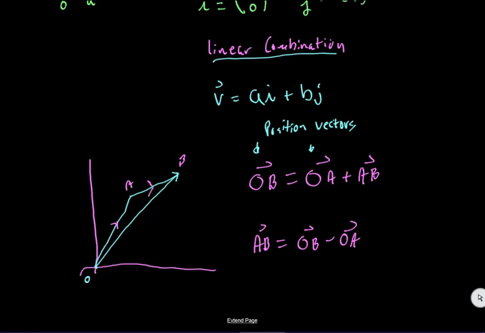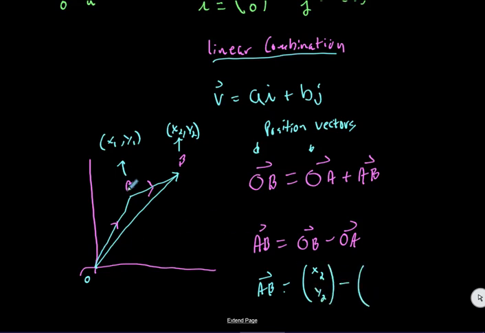So for example, if A was the point x1, y1, and B was the point x2, y2, then I can write this vector AB down here as equal to, what would OB be as a vector? That would be x2, y2, right? And then minus OA, what would the vector OA be?